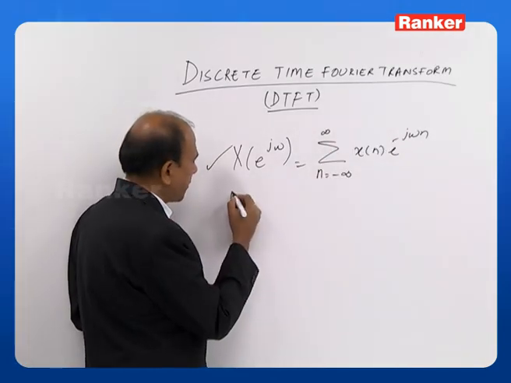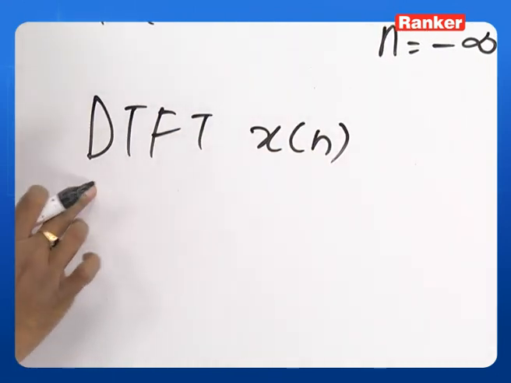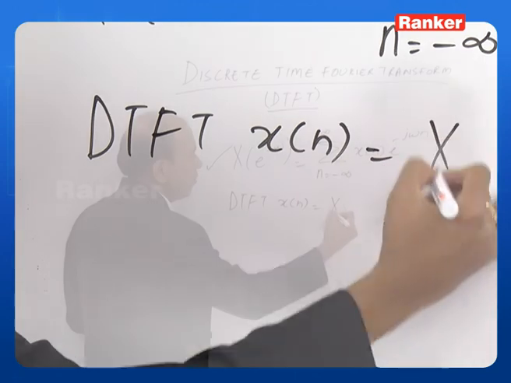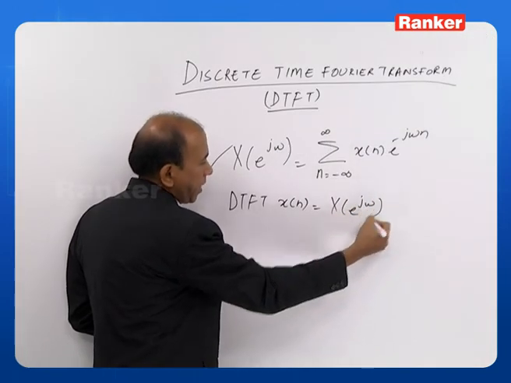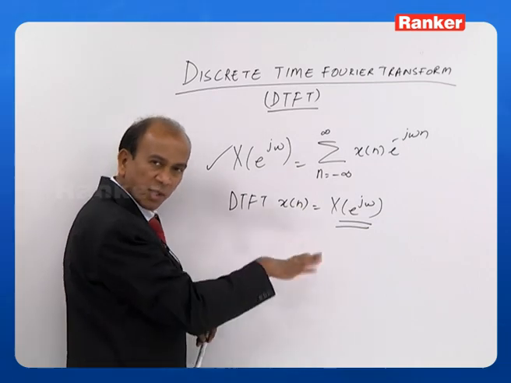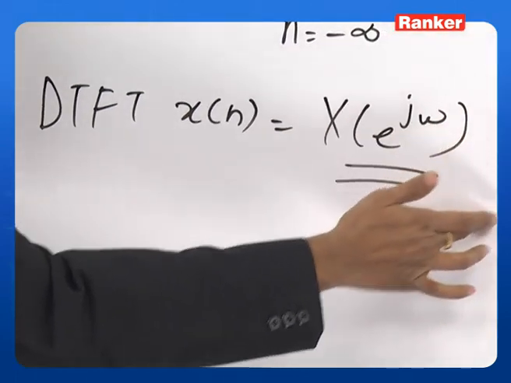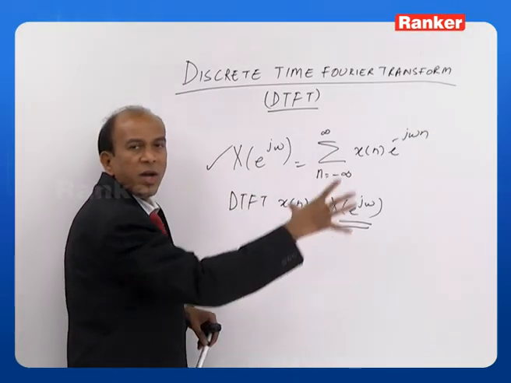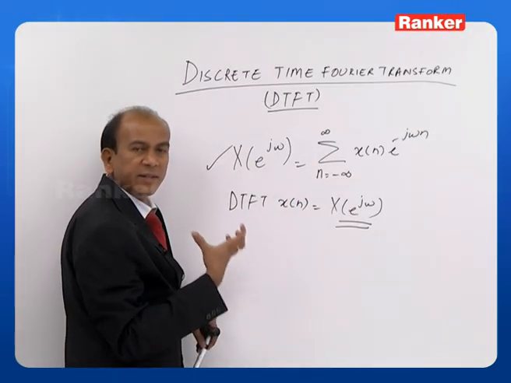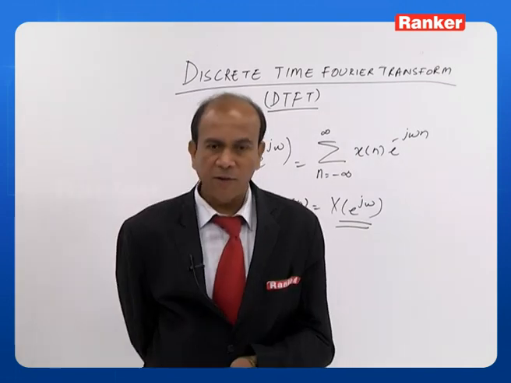Or I can write discrete time Fourier transform as we have done earlier, DTFT of x of n is nothing but X of e to the power of j omega. So, this is a representation of the discrete time Fourier transform. Once we know x of n, we can calculate X of e to the power of j omega from this formula. This is how we calculate the discrete time Fourier transform of a given sequence x of n. That is one of the features.